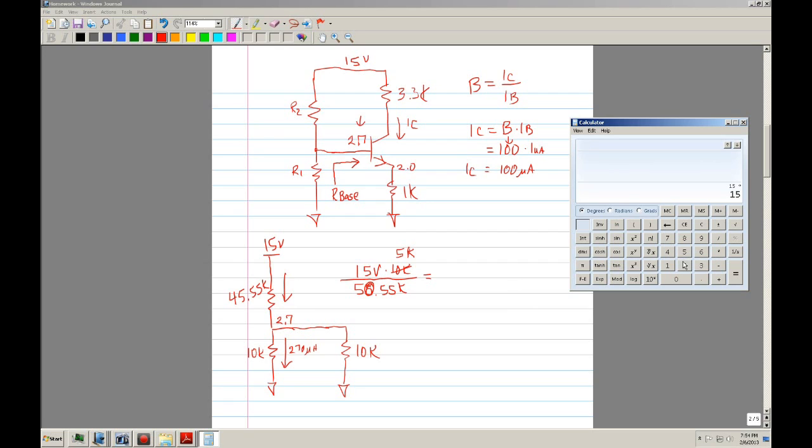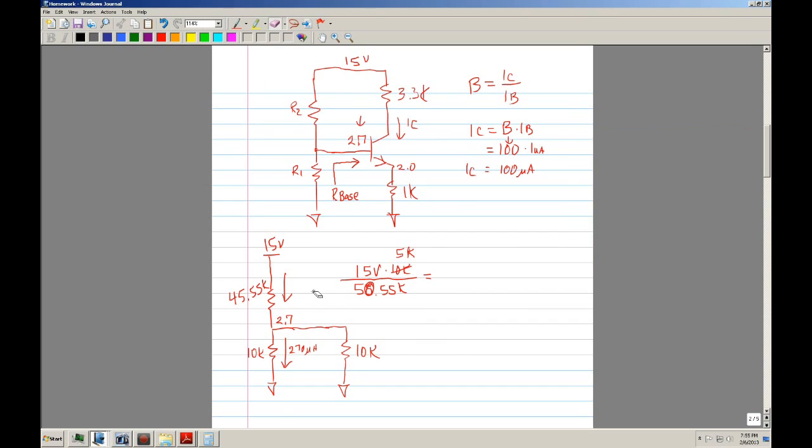Okay, so now let's see what we get. 15 times 5,000 divided by 50K. You would have 1.48. But we don't want that. We want 2.7. So that would not work if the resistance was 10K.